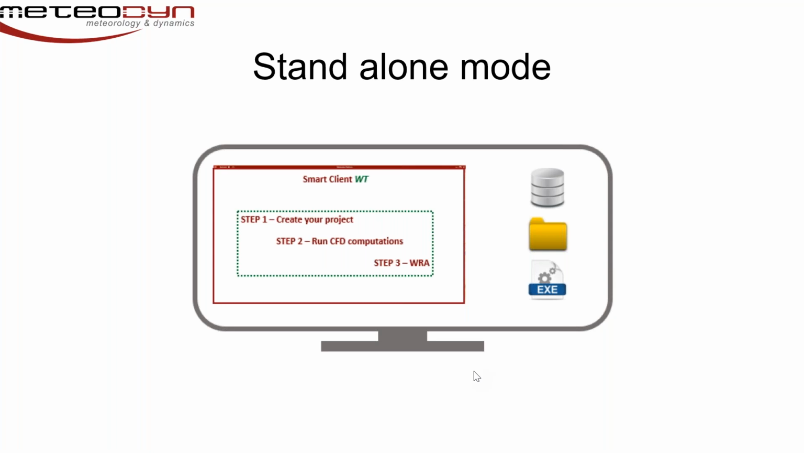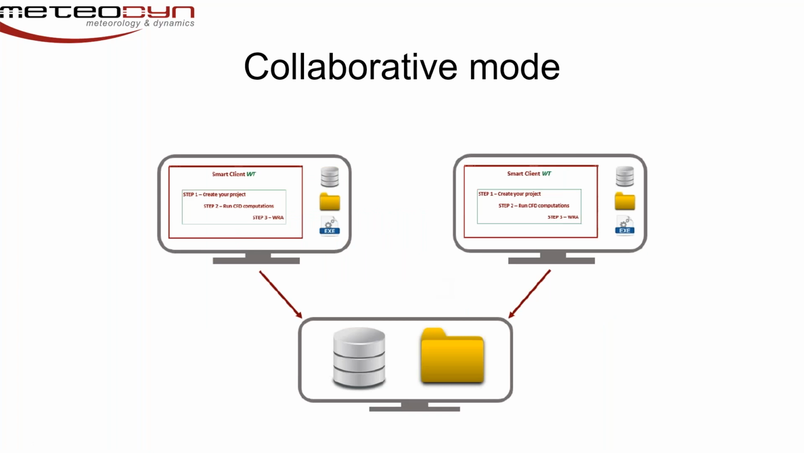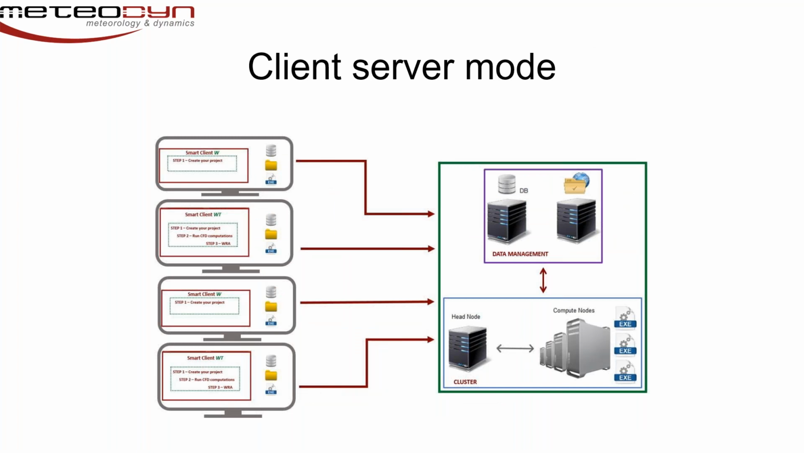But with the new version, we introduce a new way of sharing this data and running computation, which is the collaborative mode. So many users can connect to one database, which is installed on a server, and each user can launch computation on their computer and get results. All results and all data are stored in the database, so you can log into the database from everywhere in the world and find your project and results, and you can share them with other users connected to the same database.